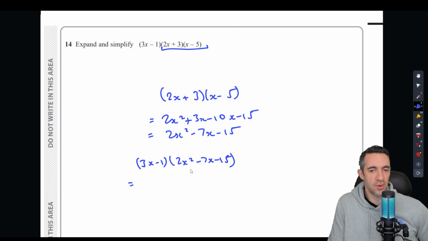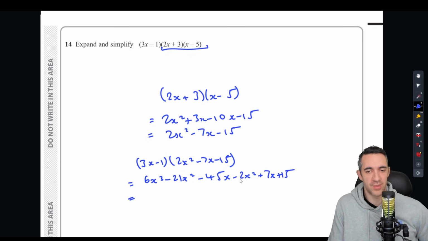Easiest way to do this is to go through and multiply all of the 3 things in this quadratic bracket by 3x. So just go 2x squared times 3x gets me 6x cubed. Minus 7x times 3x gets me minus 21x squared. Minus 15 times 3x is minus 45x. Right, it's the easiest way to go through in your brain logically. And now we times it all by minus 1 to get minus 2x squared plus 7x plus 15.